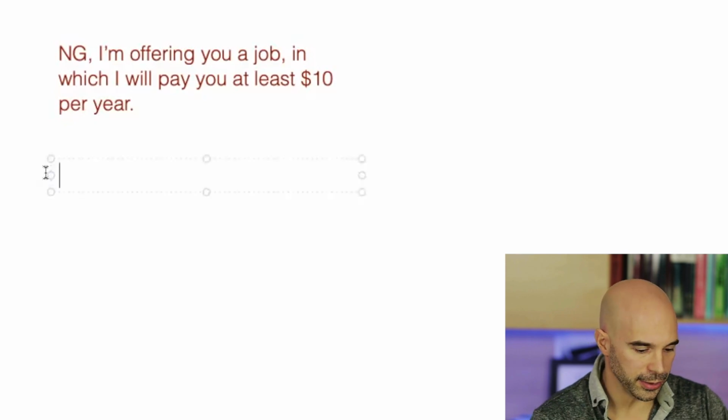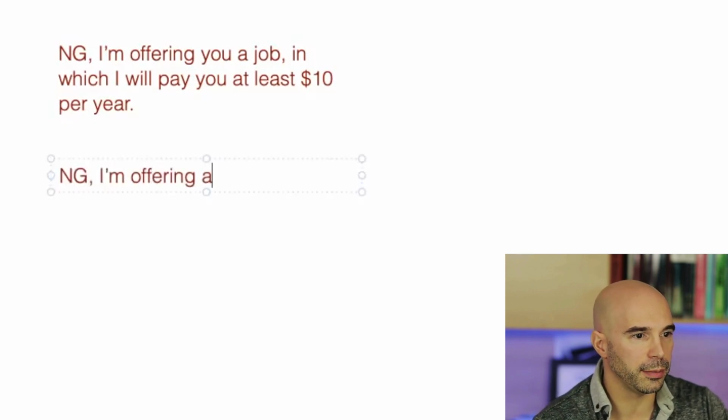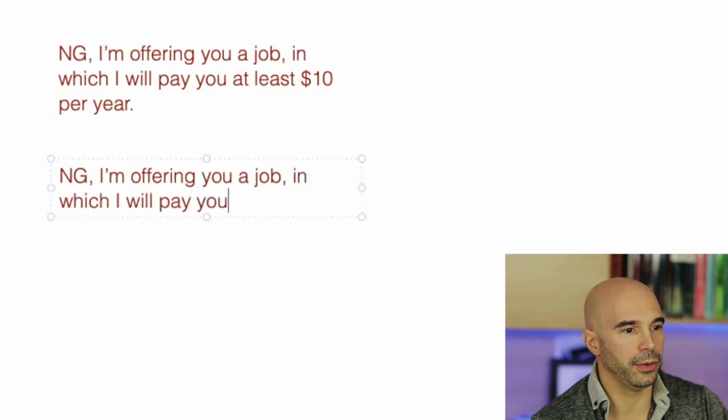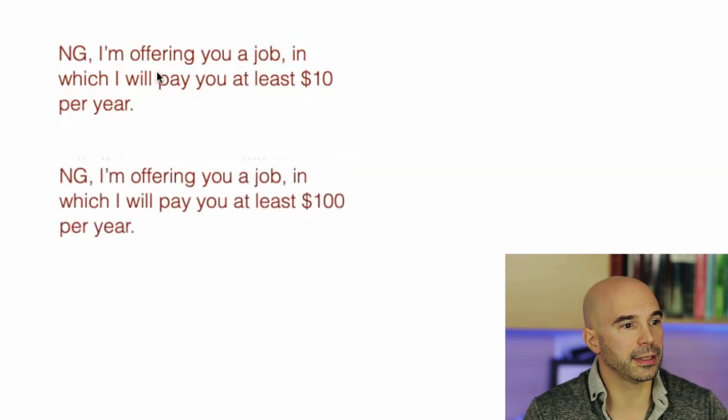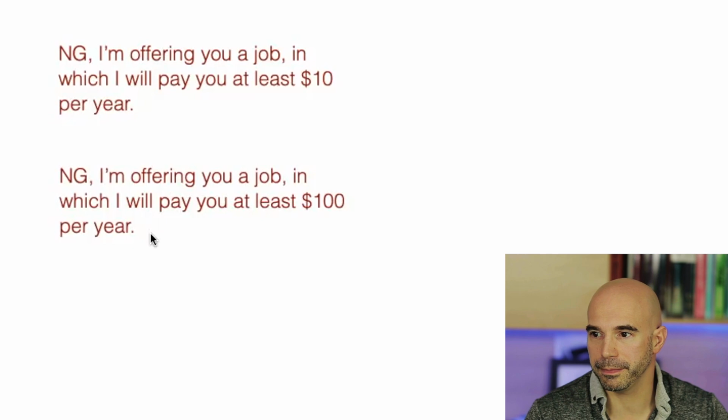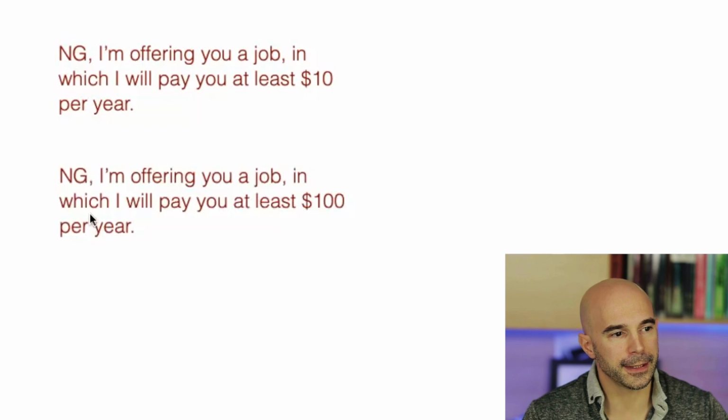Now, I could also say, NG, I'm offering you a job in which I will pay you at least $100 per year. Now, is it possible that these two statements are both truthful? Yes, it's possible. And which of these statements would you say is the more informative statement? The second one. The second one gives you more information. Why? Because it eliminates a range of possibilities between 10 and 100. Now you know, thanks to the second statement, that I'm not planning to pay you $20 a year or $30 a year or $90 a year.